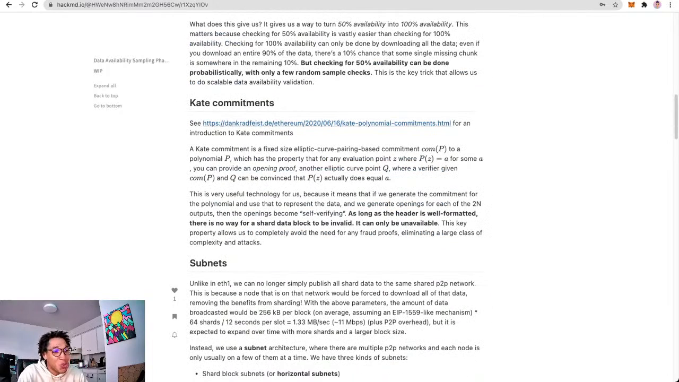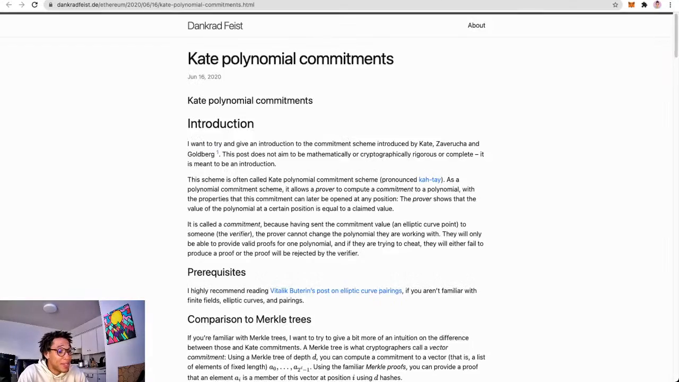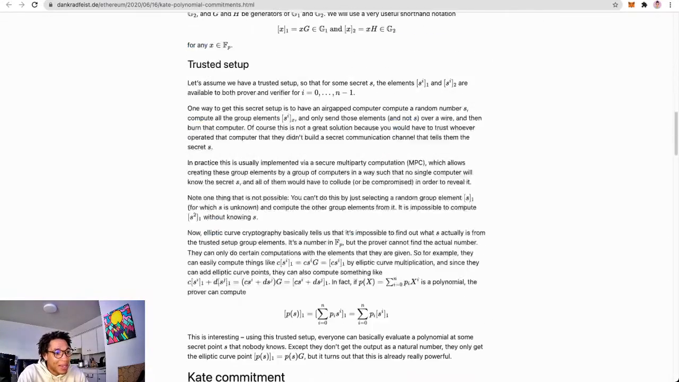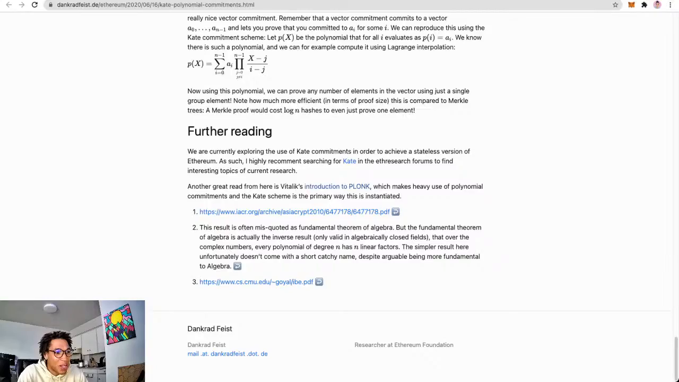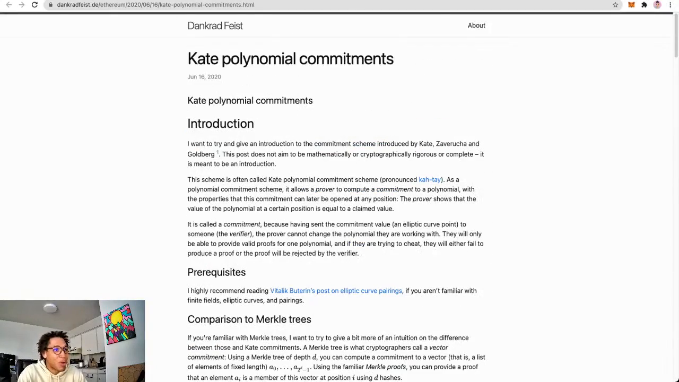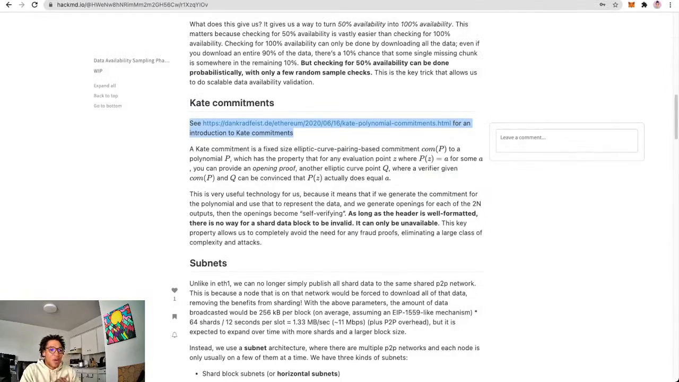Kate commitment. So I do want to look into Kate commitments. The Kate commitments are a lot more math, and so it's going to be confusing when I go through it. But I am going to go through it probably on Monday or Tuesday, as an introduction. It's something that I want to make sure I understand better, and so I want to go through it on this channel as well.